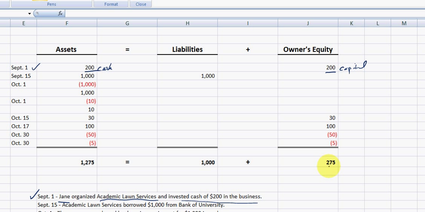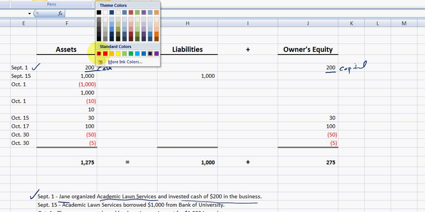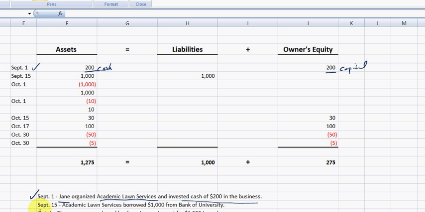Let's look at the next transaction. On September 15th, Academic Lawn Services borrowed $1,000 from the Bank of University. So here in the liabilities column, we have a banknote, notes payable of $1,000, which provided for $1,000 in cash. So if we had a cash T account running, and you'll learn this later, you've got 200 and 1,000 for cash.